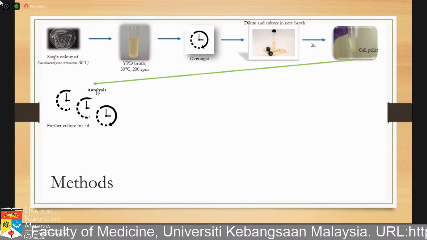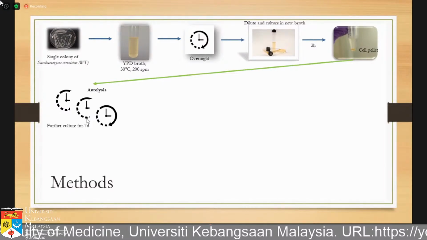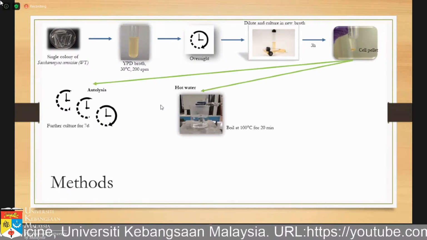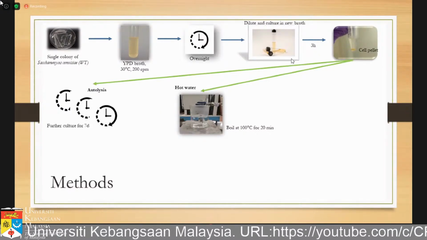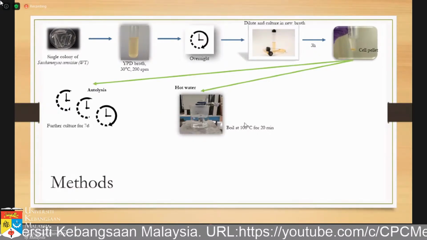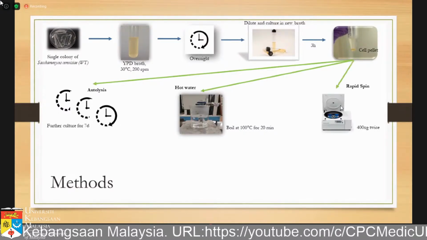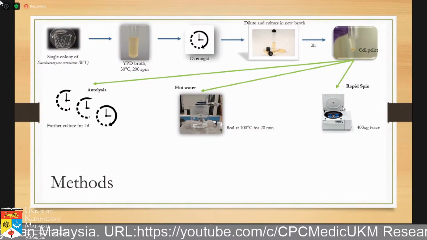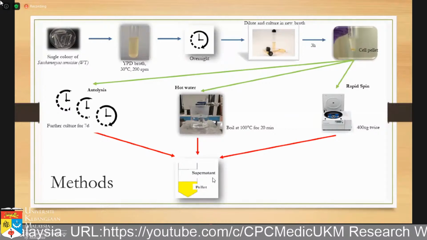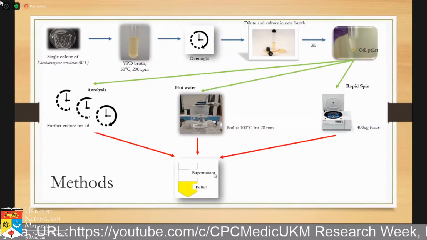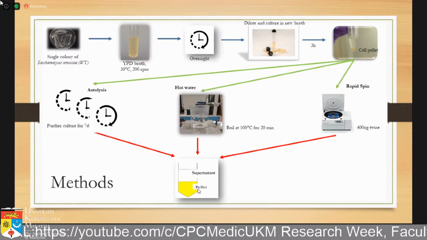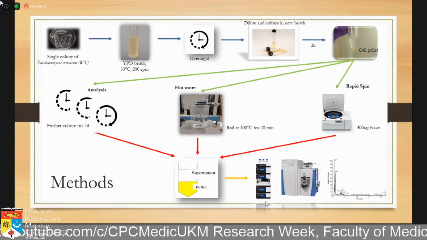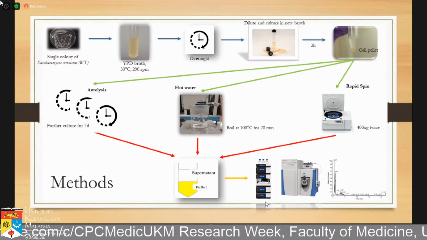The first one is known as autolysis, where the cell was further cultured for 7 days, and the cell will automatically lyse. This is one of the properties of yeast cells. The second method is known as hot water extract, where the cell was boiled at 100 degrees Celsius for 20 minutes. And the third and last method is the rapid spin, where we apply centrifugal force to break down the cell. All the extracts will be centrifuged to collect the supernatant, which is the cell extract, and the debris remains in the pellet. The supernatant will be subjected to liquid chromatography mass spectrometry for chemical composition characterization.